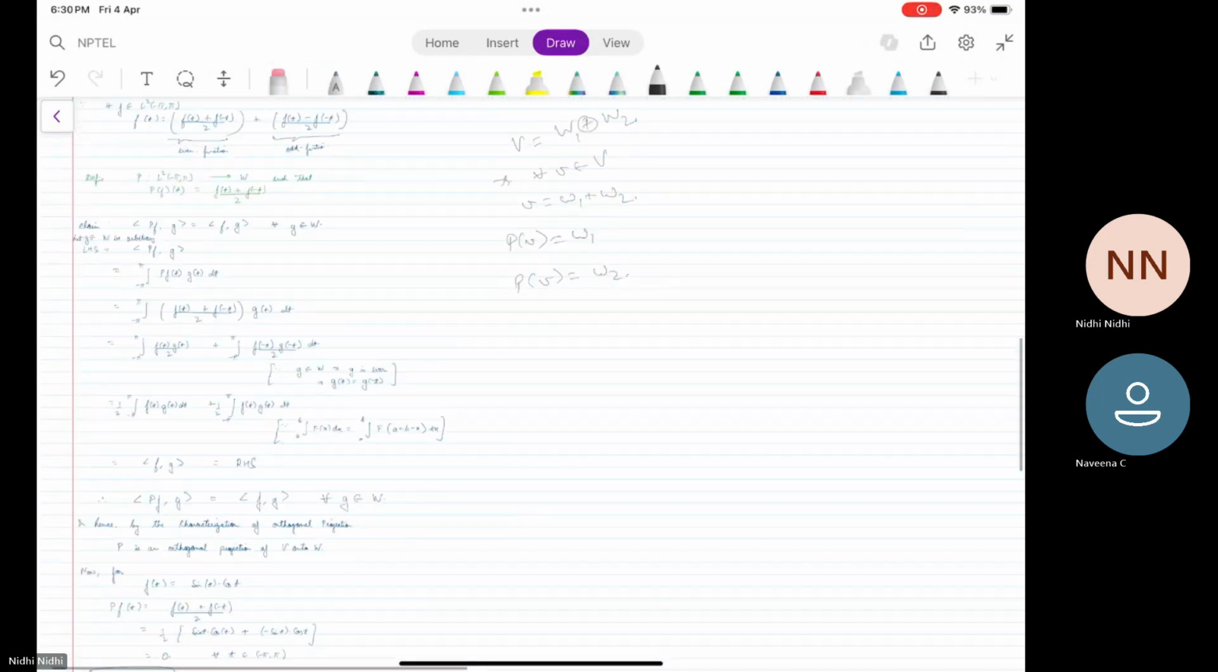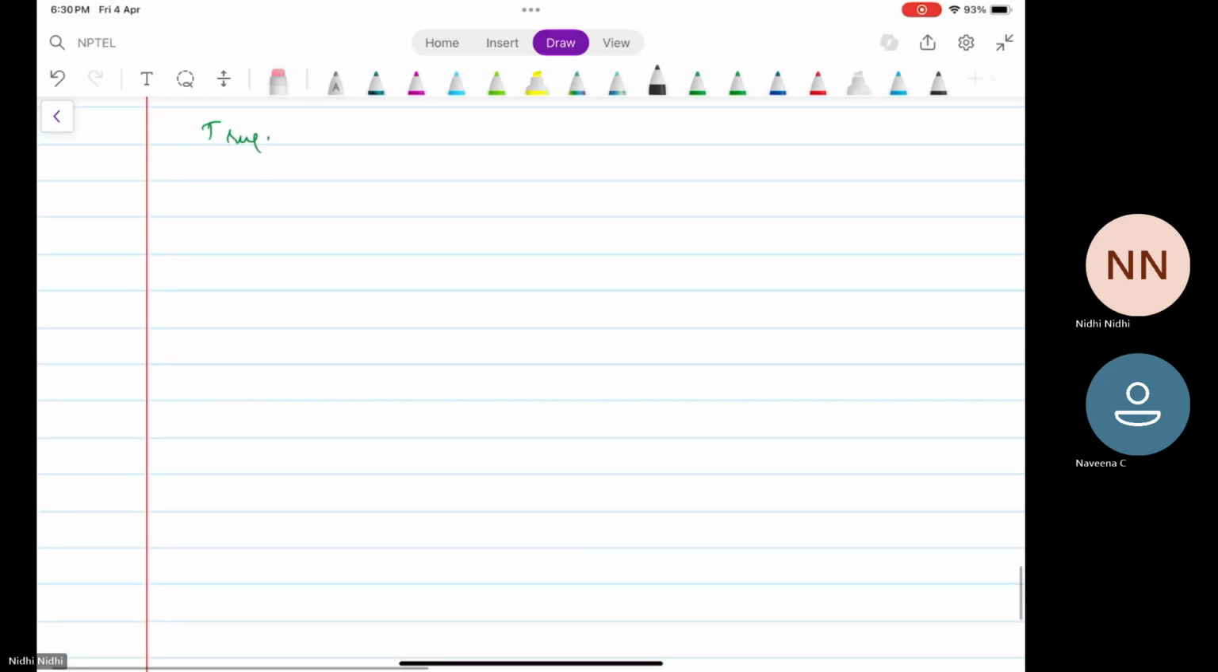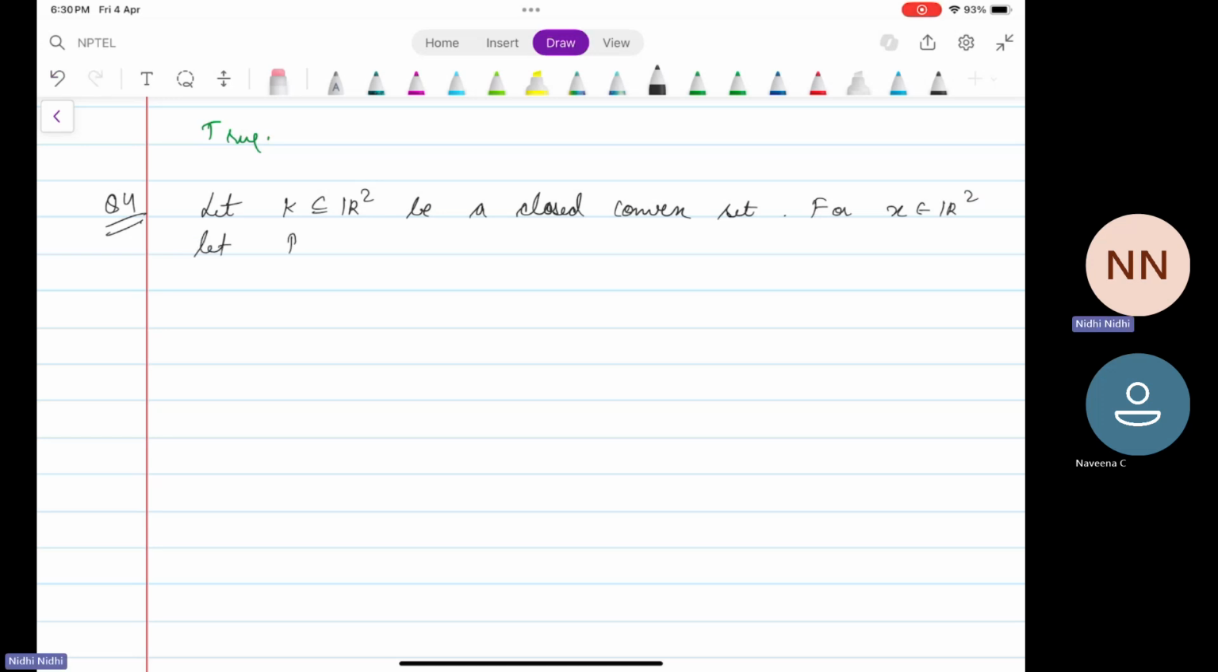What's the question number? Let K be a closed convex subset of R2. Let K subset of R2 be a closed convex set. For any x in R2, let P K x denote the point in K which is closest to x.